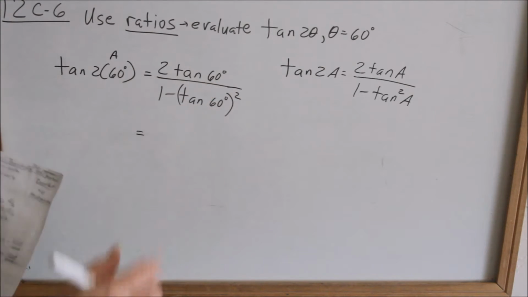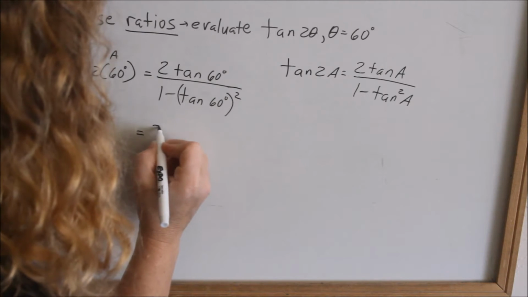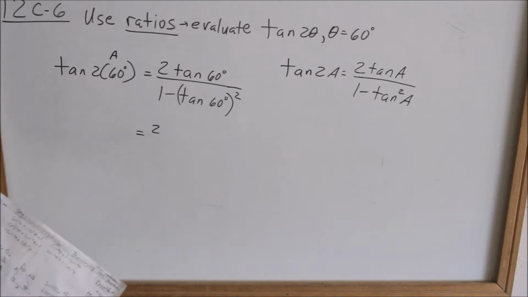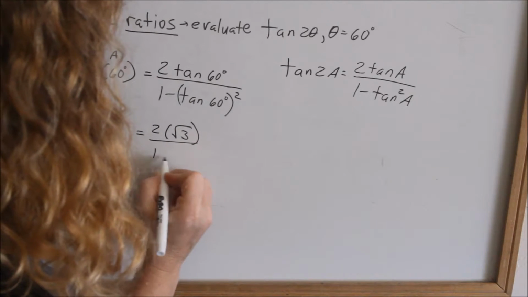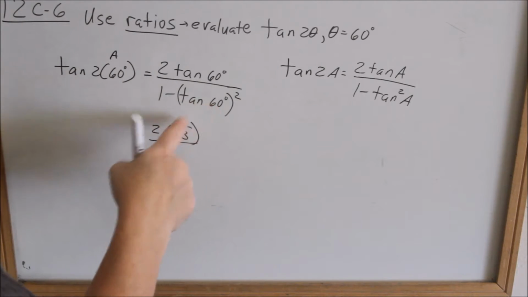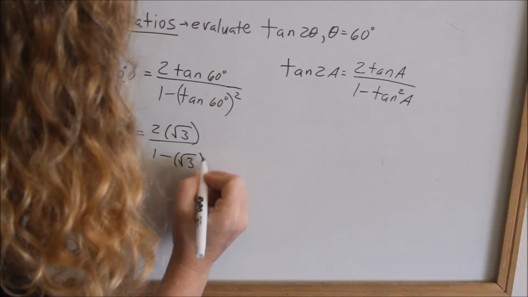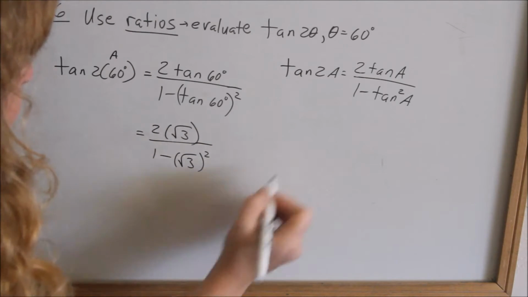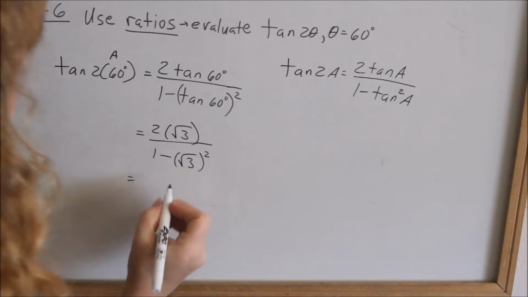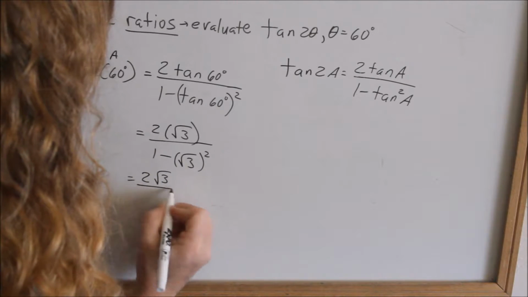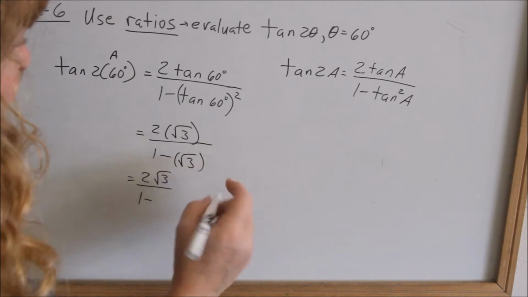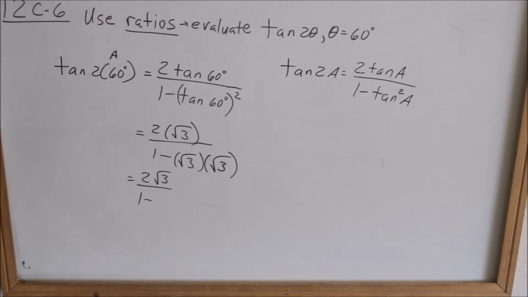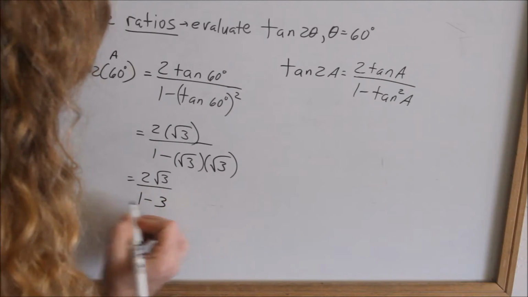So 60 degrees, special angle. So 2 times tangent of 60 degrees, from your formula sheet, or if you've memorized it, tangent of 60 degrees is square root of 3. All over 1 minus tangent of 60 degrees, I just told you, square root of 3, squared. Okay, 2 times square root of 3 is just 2 square root of 3. 1 minus square root of 3 squared is the same thing as square root of 3 times square root of 3, which is square root of 9, which is just 3.